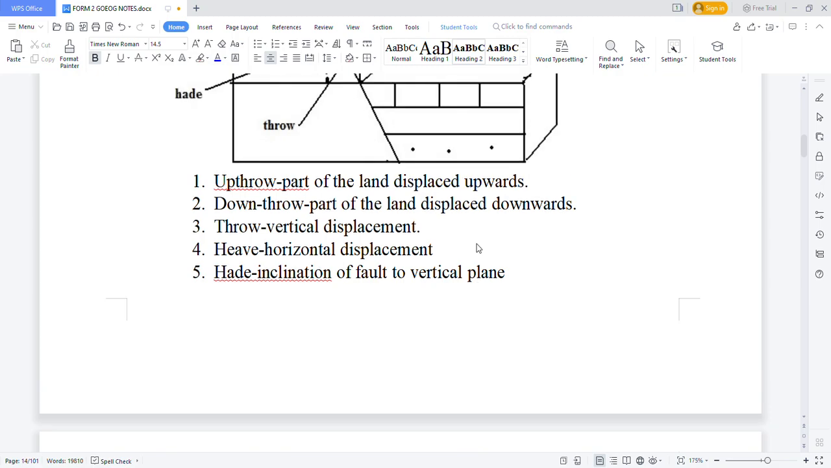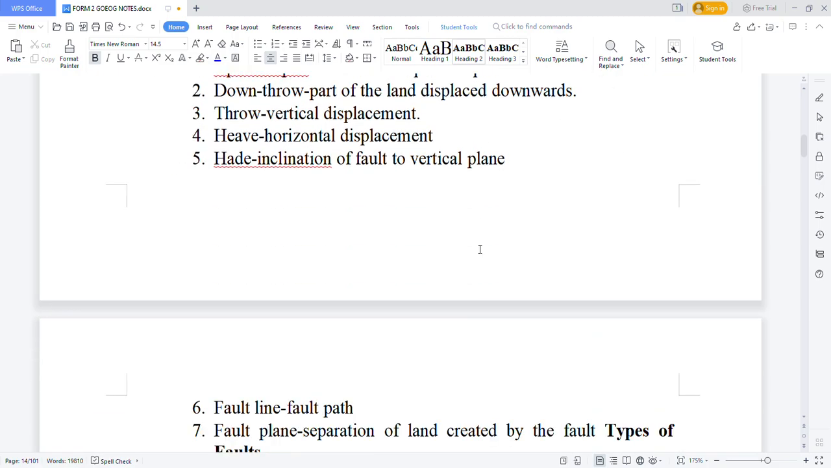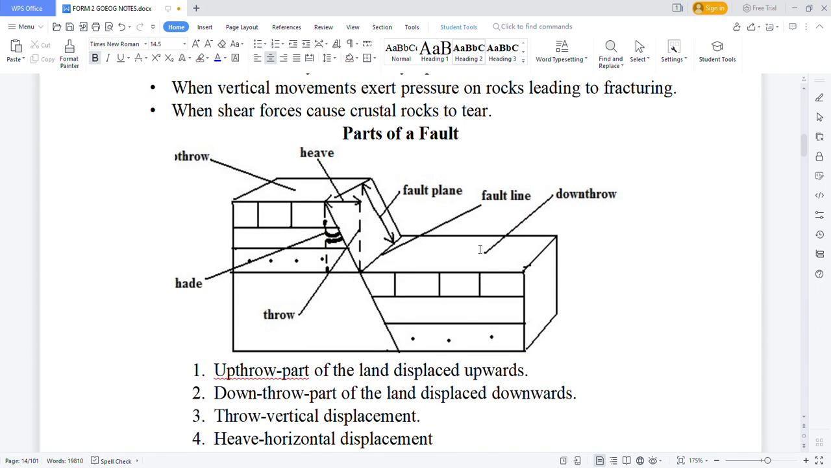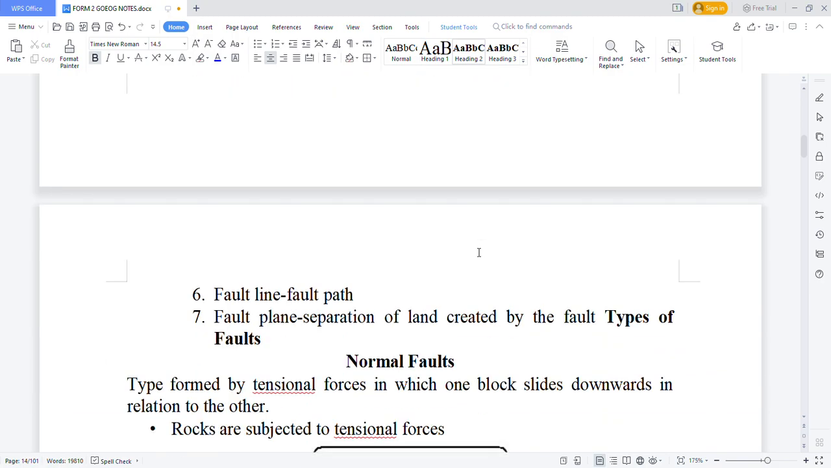Fault line. What is a fault line? A fault path. Then you have fault plane. What is a fault plane? As you can see on the diagram, separation of land created by the fault.